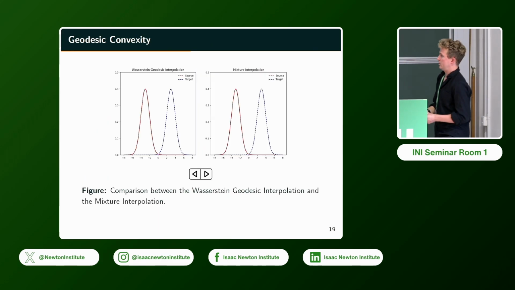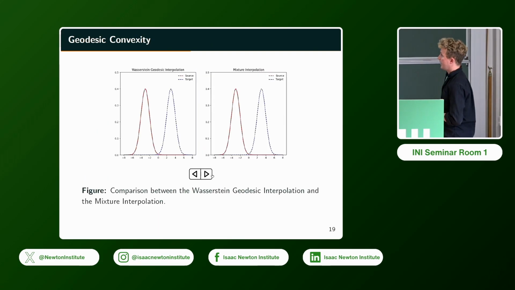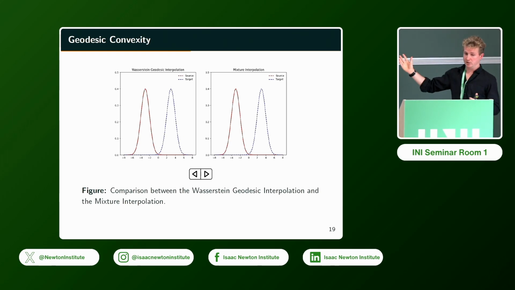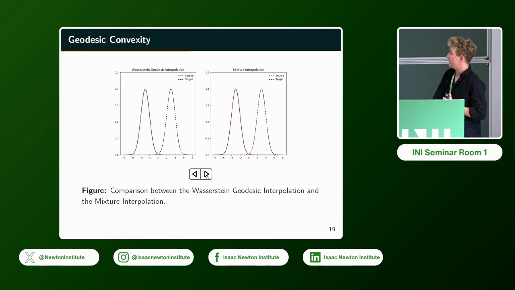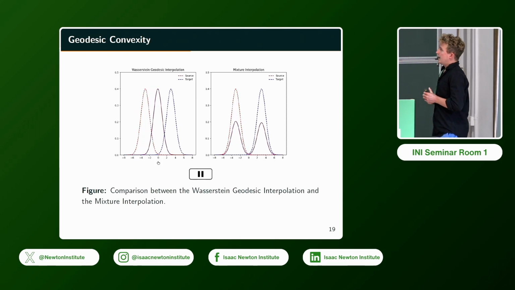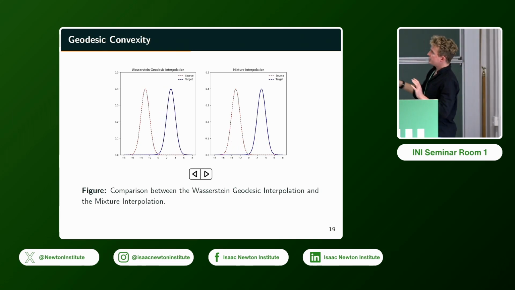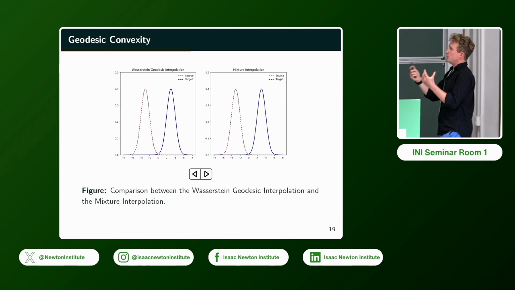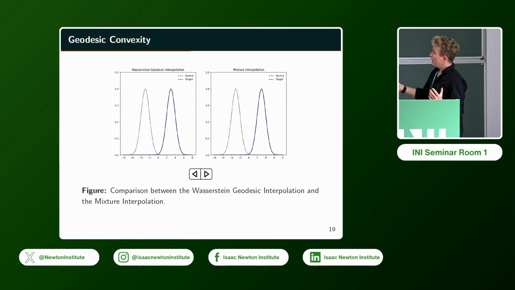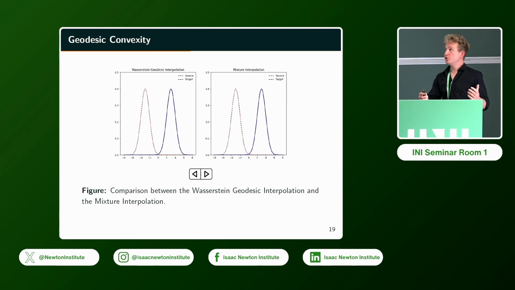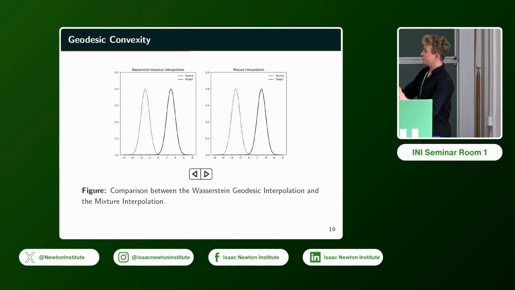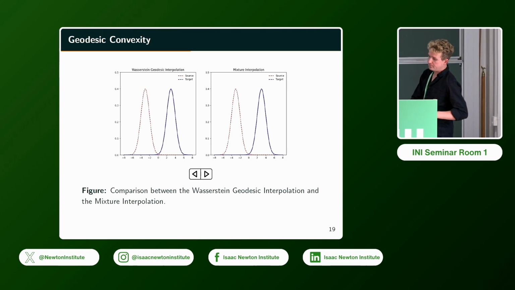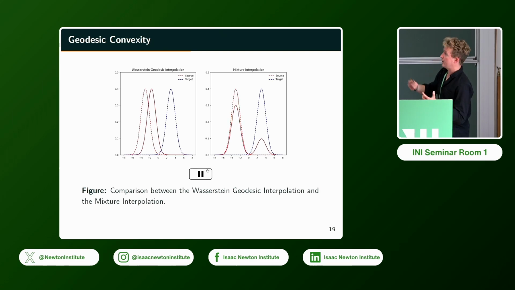And here's just a little animation to show that. On the left-hand side, we're going to see the Wasserstein geodesic interpolation between two Gaussians. And on the right-hand side, we're going to see the mixture interpolation. Essentially, if we were using particles to represent our distributions, the geodesic interpolation will never teleport particles, so it pushes them smoothly between the source and the target, whereas the mixture interpolation essentially allows us to transport mass.